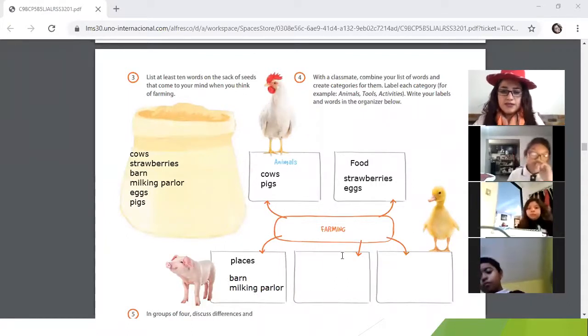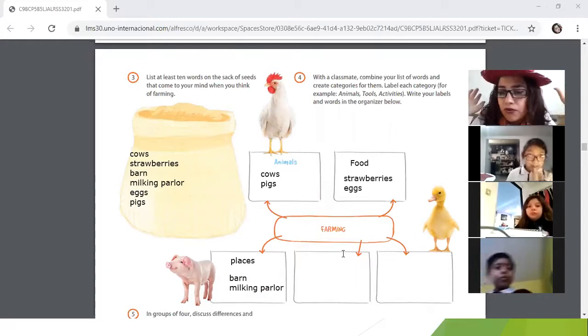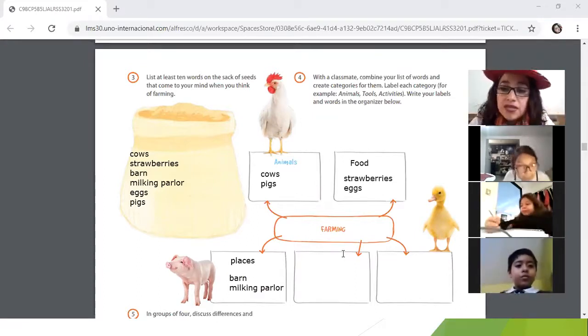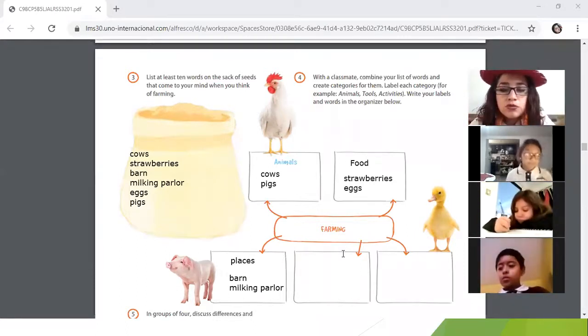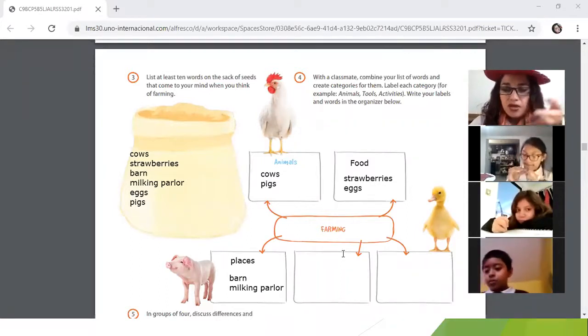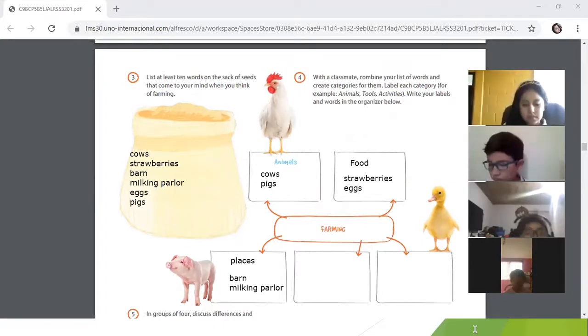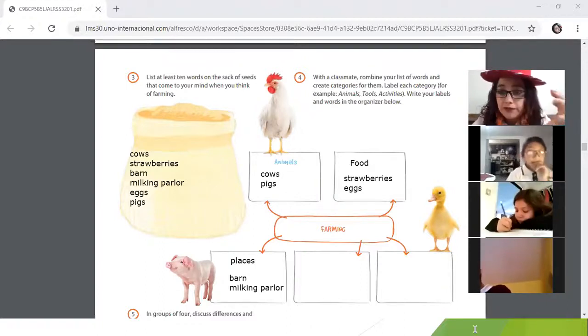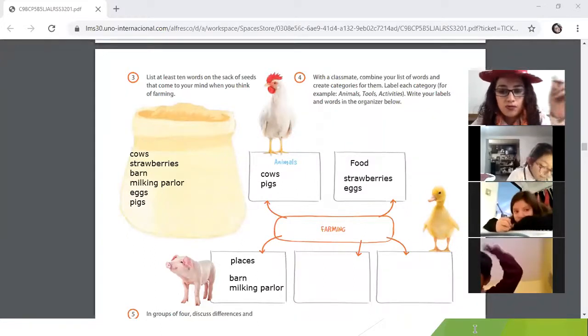So you have to make a list with 10 different words related with farming. And then you have to classify them in different categories, for example, animals, food, places. You can put vegetables, people, because maybe I can use Andy, Marcus. This activity is so easy, and you have to do it by yourself, alone, in your notebook or in your learning log. If you don't have the new learning log, you can do it in your notebook.